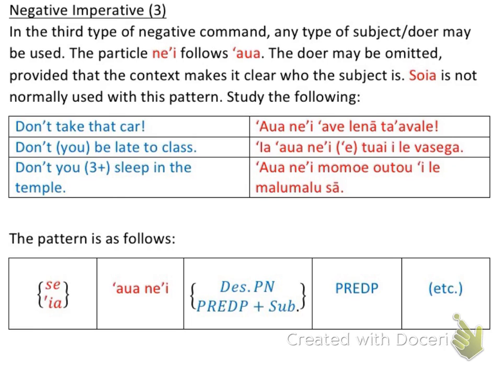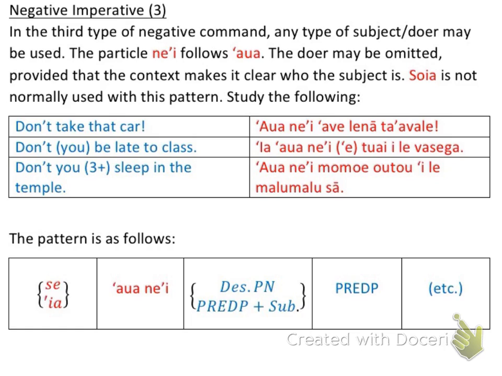Okay, don't you be late to class, and if I wanted to, I can add the pronoun or the subject, or I can leave it out. Yeah, awa ne'i, so I'm using this ya, awa ne'i, and then I can use a descriptive pronoun, which is right here, which is you, and then tuai is my predicate, and then etc. is the prepositional phrase, ile vasenga to class. All right, moving on to the last example sentence.